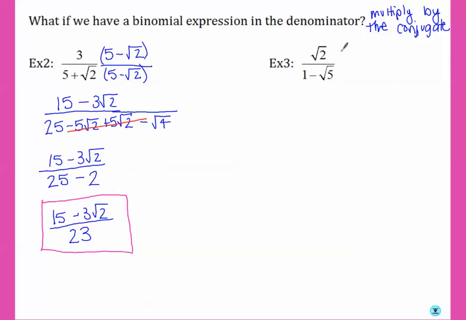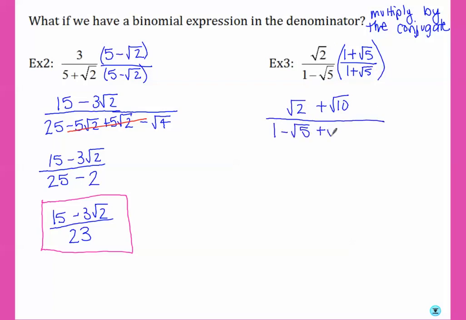So let's try it again. We're going to multiply by 1 plus the square root of 5 this time on top and on bottom. Distribute on the top. And double distribute on the bottom. Square root of 2 and square root of 10 can't be simplified. They also can't be combined, so we're just going to leave it square root of 2 plus the square root of 10.